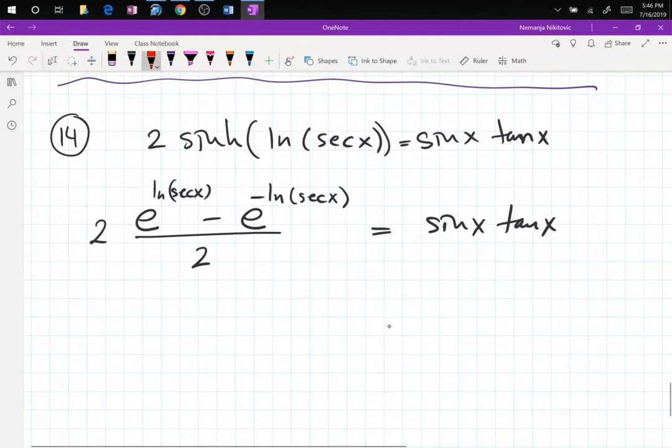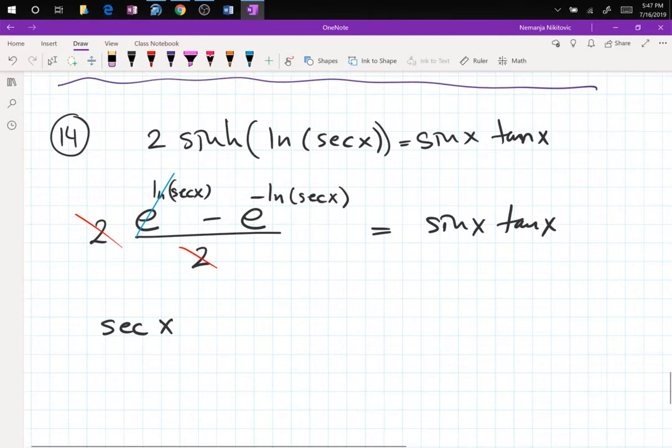So first 2 kills 2. That's done. Over here ln kills e. So you just have a secant x on the first one. Now the second one has this minus sign that is pesky. So do we know what we do with that minus sign? You can't cancel ln and e because of that minus sign, which is why I call it pesky. What do we do with it?